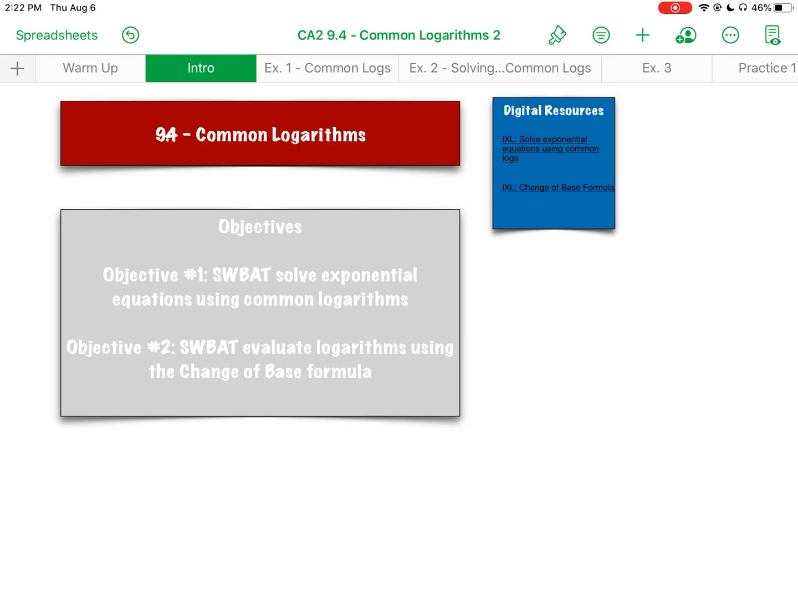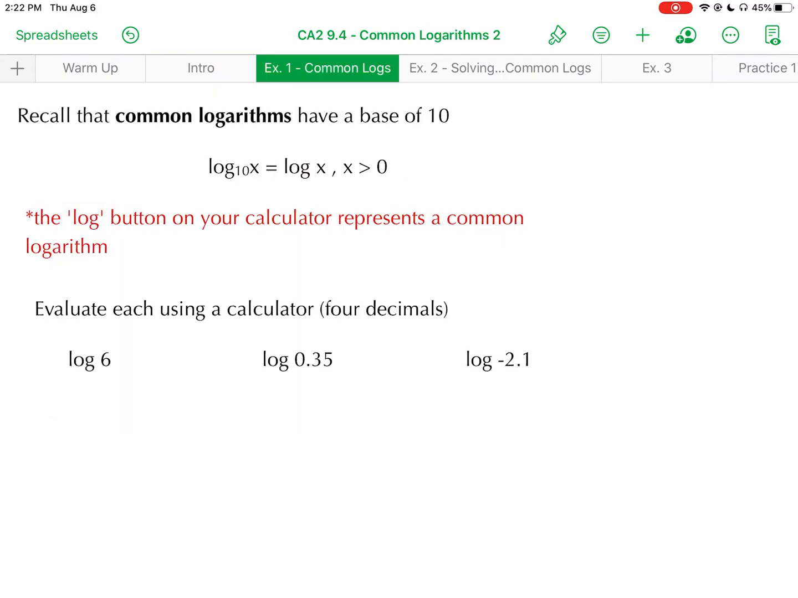What's up, everyone? We're here in section 9.4, and we're going to take a closer look at how common logarithms can be used to solve exponential equations. We've already discussed common logarithms a bit. Recall, these are logs that have a base of 10, and often the base of 10 is not written. Log base 10 of x is the same as just log x. It's understood when you see no base to be a base of 10.